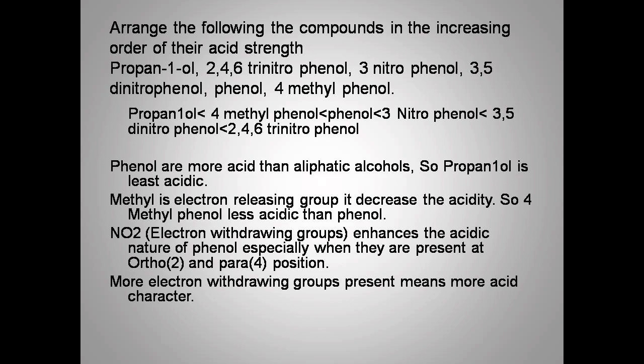3-nitrophenol contains only 1 nitro, 3,5 dinitrophenol contains 2 nitro, and 2,4,6 trinitrophenol contains 3 nitro. Whenever the electron withdrawing groups increase, the acidic character increases. So 3-nitrophenol is the least, 3,5 dinitrophenol somewhat greater, and 2,4,6 trinitrophenol has the most acidic character.